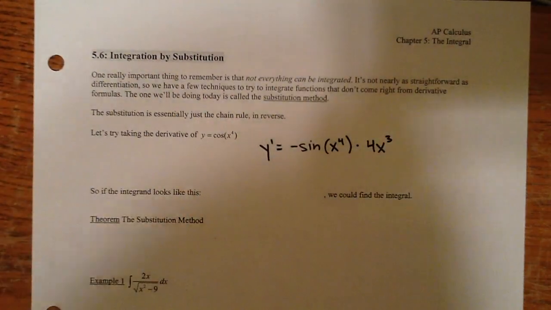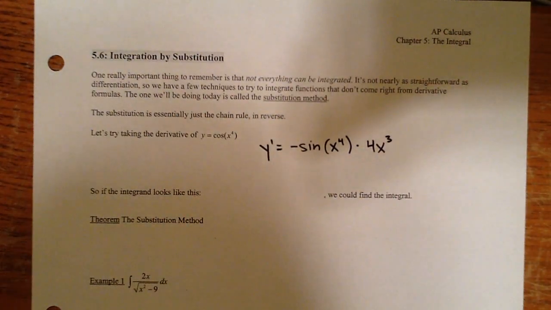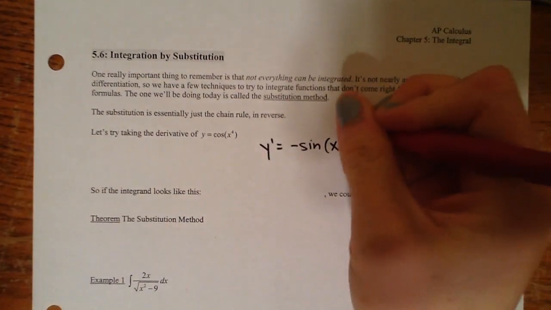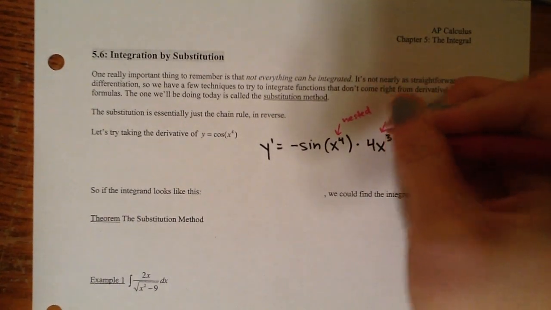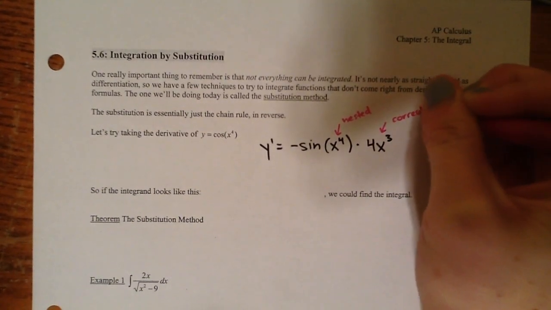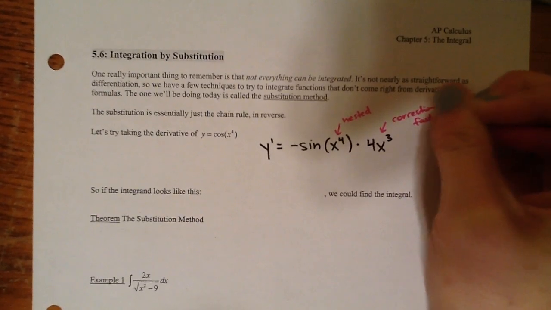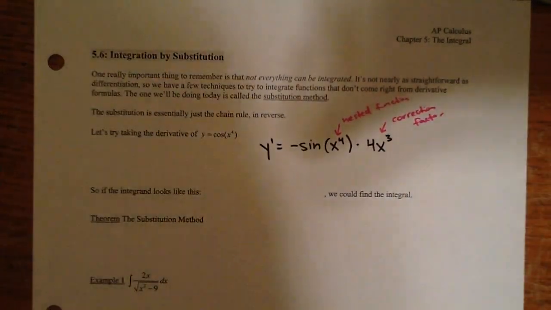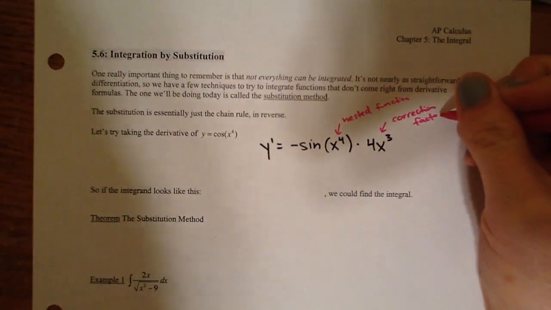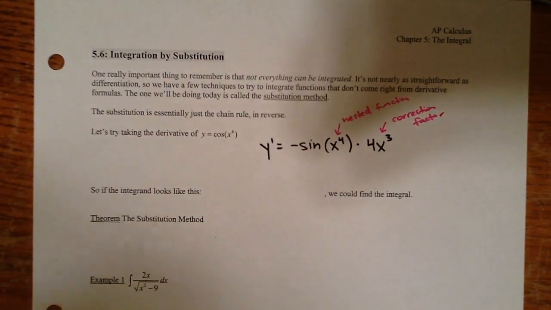But what I want to point out is all of the pieces that you've got present there. Okay, so this first piece is the inside function, the nested function. And then this is the correction factor. Okay, so we've got the nested function and we've got the correction factor. So when we see those pieces in an integrand, we know that we can do chain rule in reverse, which before, like I said, we had just been winging it and hoping that it worked out.